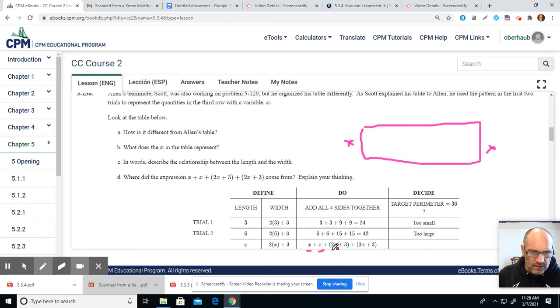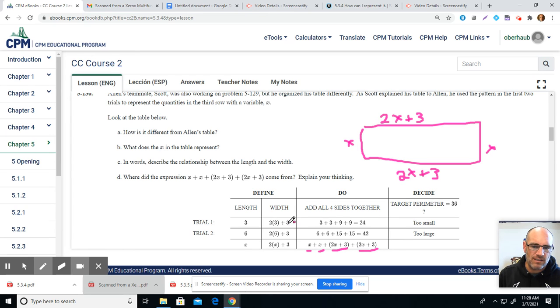And then I think that this 2x plus 3 is one of our widths, because remember it said that we took the length, we doubled it, and then we added 3. So that would be one of the widths. And then this is the other width, where we took the length, we doubled it, and we added 3. So where did this expression come from? It came from adding up all 4 sides of our diagram. So here you notice it's 3 plus 3, because it's a length and a length, and then 9 and 9, a width and a width if you do this math.